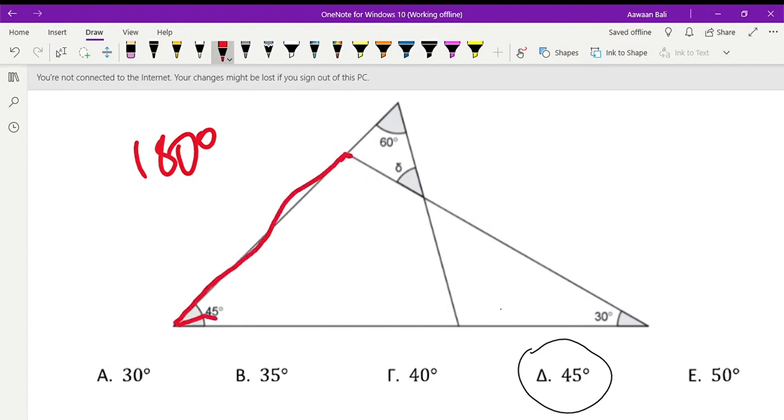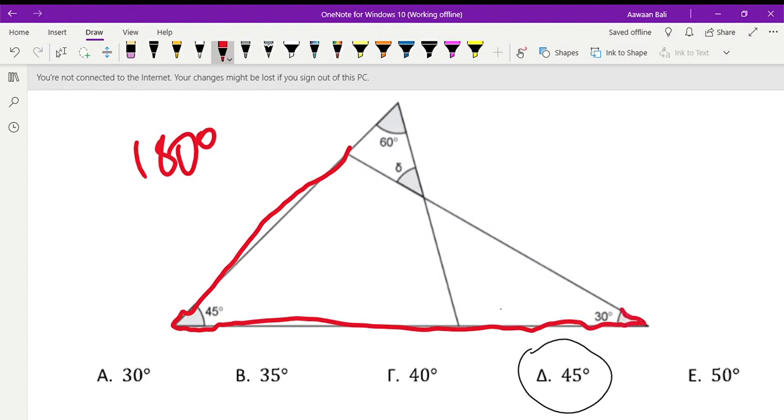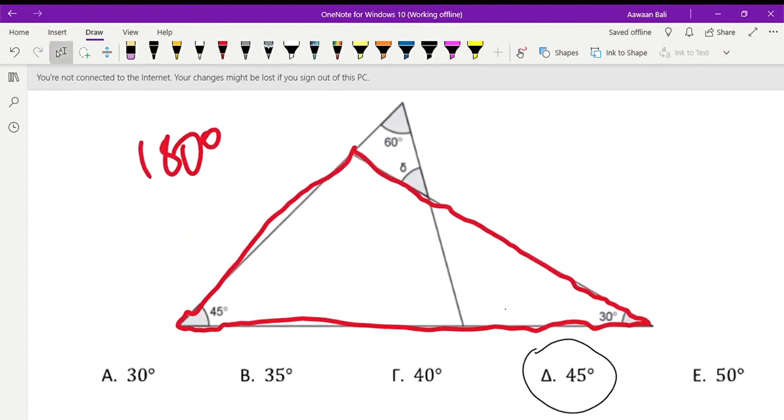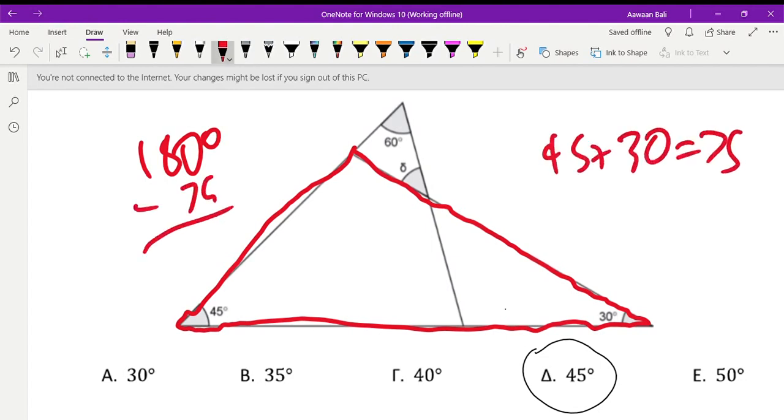We are going to go for a quicker method now, with a quicker triangle. It's this whole thing. Okay, sorry if the line isn't too accurate, but anyways, 45 plus 30 is 75. So the sum of that so far is 75. Now we do 180 minus 75, 105. So we know this is 105.